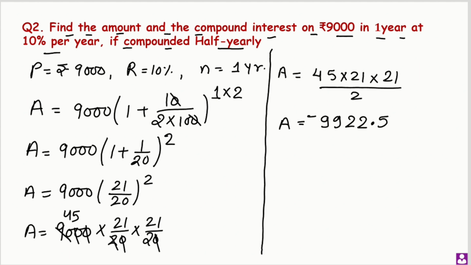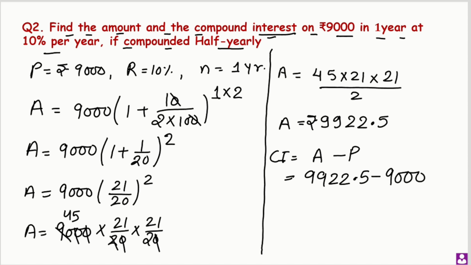9,922.5 rupees. Now we need to calculate compound interest. So compound interest is A minus P, which is 9,922.5 minus 9,000. After subtracting this, we will get 922.5 rupees. This is our compound interest and this is the amount.